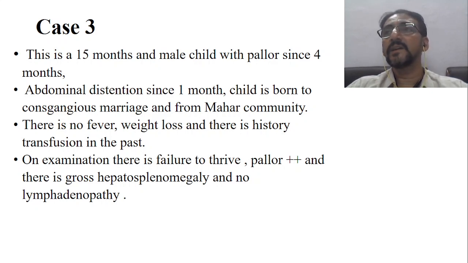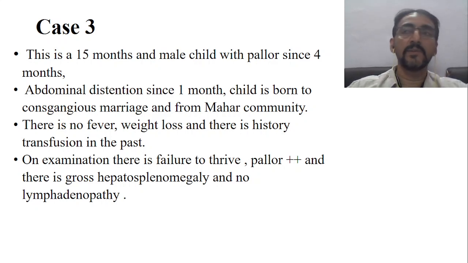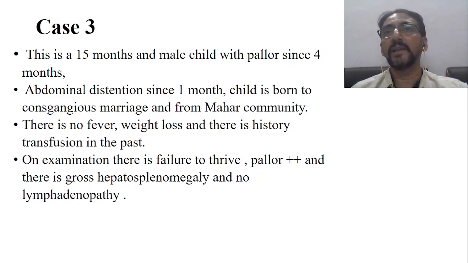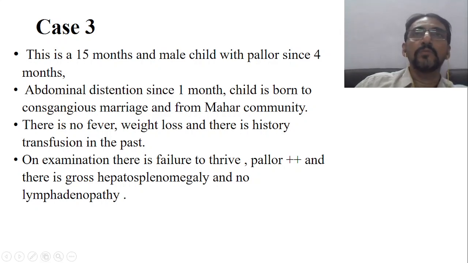So this is such a condition where the RBCs are destroyed very rapidly. Now the child has pallor, hepatosplenomegaly, rapidly destroyed RBCs, weight loss, a history of consanguineous marriage, and the Mahar community. These are some of the positive points from the history. By looking at the history, we can conclude that this looks like a hemolytic anemia, with hepatosplenomegaly. It may be acquired or congenital, probably congenital, hereditary hemolytic problems, with massive hepatosplenomegaly.